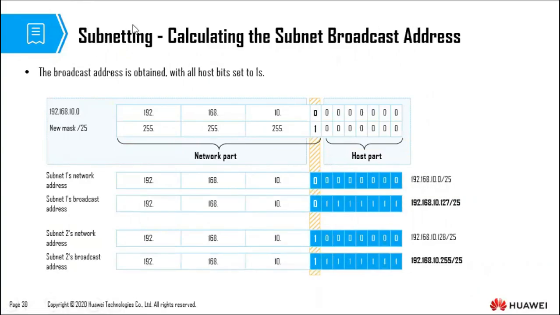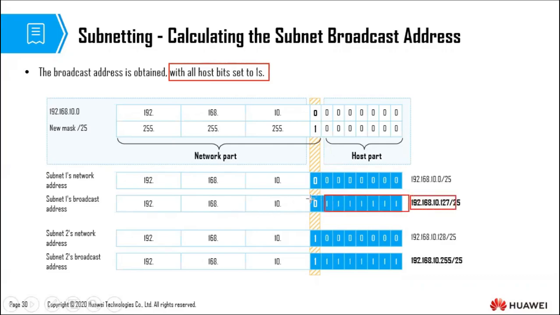Then broadcast. How do you calculate the broadcast? I've already told you how to do that. Broadcast address is obtained with all host bits set to 1. All host bits set to 1. So we simply set all host bits to 1, then we get broadcast.